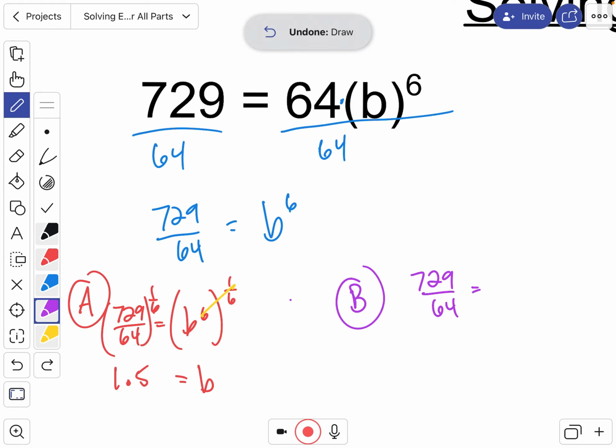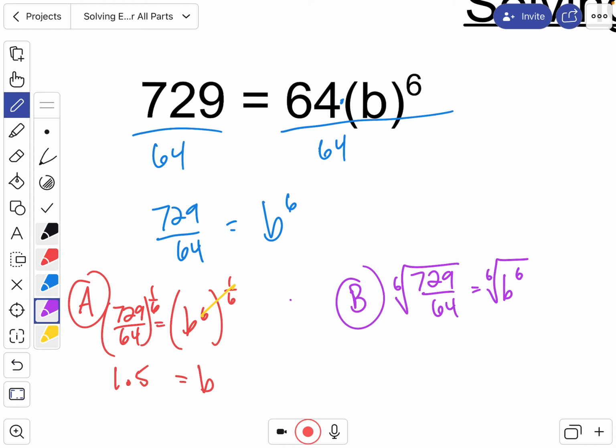I don't like that b. It's better. No, I don't like the 6. Slow down. Okay. So the other way that you can think about this is if this was b squared, you would square root. So if it's b to the 6th, use 6th root both sides.